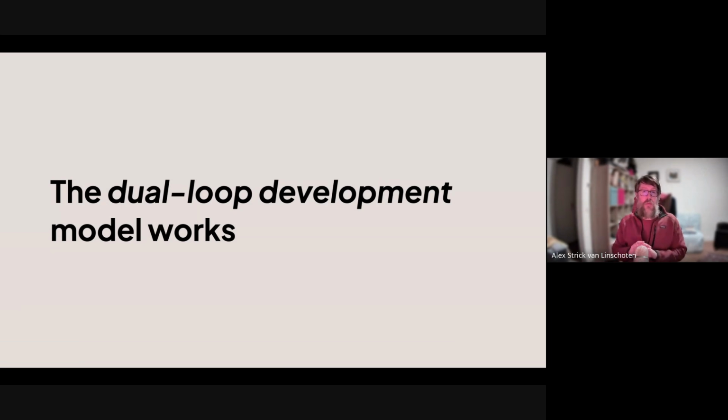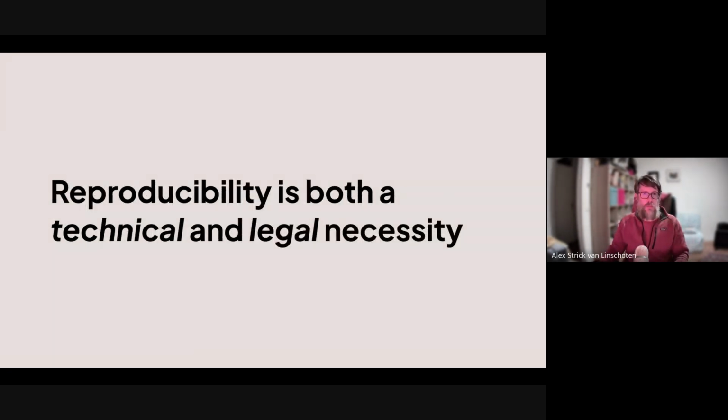The dual loop development model that I was talking about earlier, the inner and the outer loop, is a really good way of balancing technical optimization with the outer loop business improvement, with clear integration points between them, and making sure that your team is structured to work that way. And finally, reproducibility is both a technical and legal necessity. So make sure you're versioning everything: your prompts, your data, your models, eval sets. Document all of the decision rationales for all of these things, and build in regulatory compliance from the beginning, because this is already here, actually.